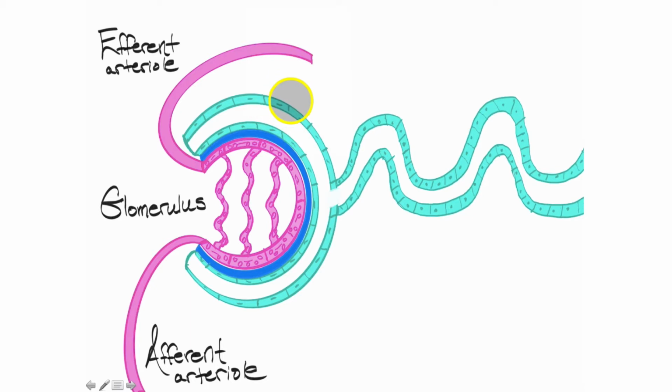Just a quick review. In green right here is Bowman's capsule. Leaving Bowman's capsule is the proximal convoluted tubule. So this space right here, this open space in white, is the capsular space. That is where filtrate is first going to accumulate. Then it's going to proceed down the proximal convoluted tubule, and then throughout the loop of Henle, distal convoluted tubule, and the collecting duct, and then be excreted into other regions of the kidney.